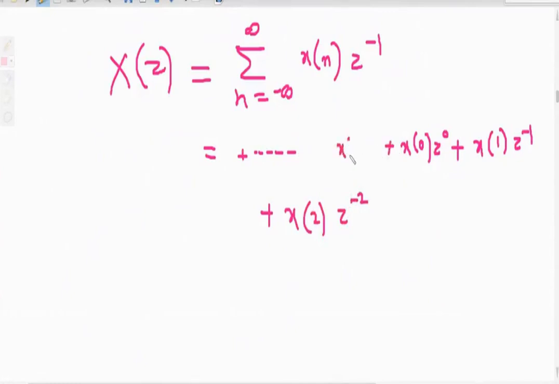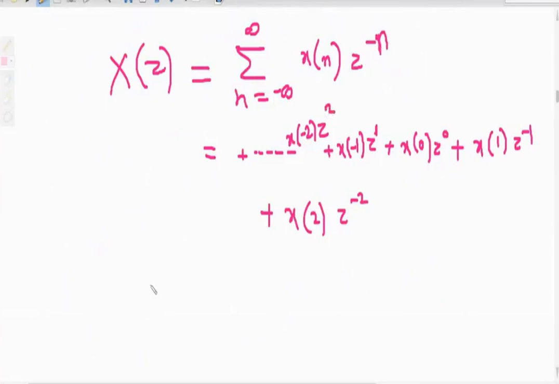The definition is summation n equal to minus infinity to infinity x of n z raised to minus n. That is the definition. Now I am putting n equal to minus 1. So this will be x of minus 1, here z raised to minus 1, so this becomes z raised to 1. Suppose I put n equal to minus 2. If I substitute, then this becomes x of minus 2 z raised to power minus 2, so that's why z raised to 2.